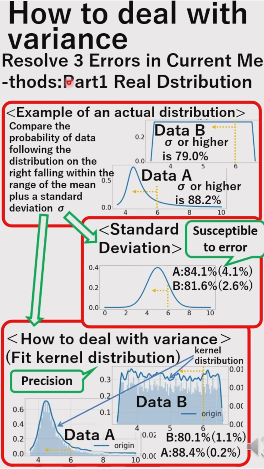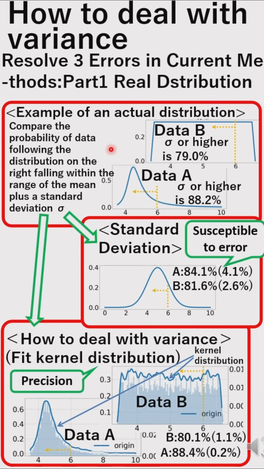I believe many design and analysis methods commonly used in industry contain three major sources of error. In the variability handling approach, these are improved through three separate steps. The first step is how we represent variability. Instead of approximating data with a normal distribution, my approach uses something called a kernel distribution.